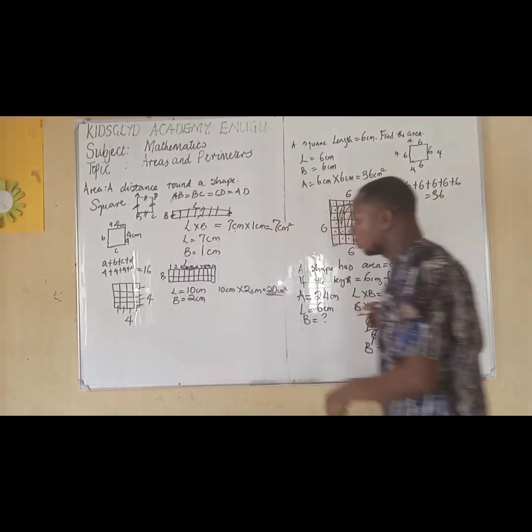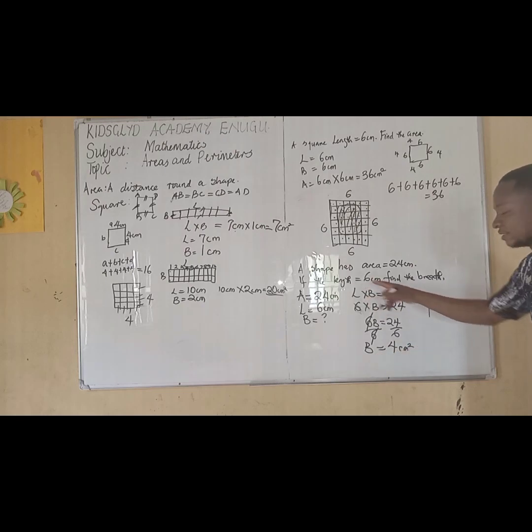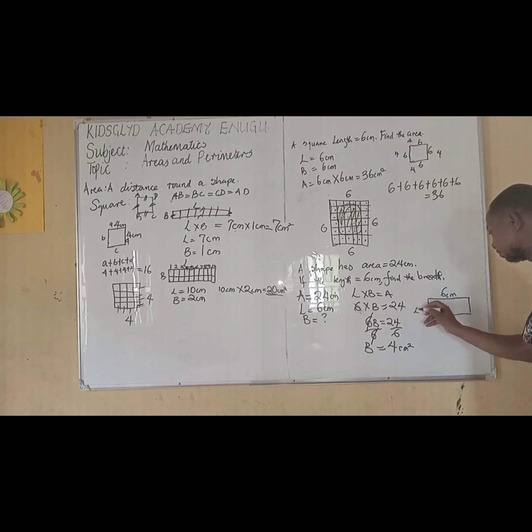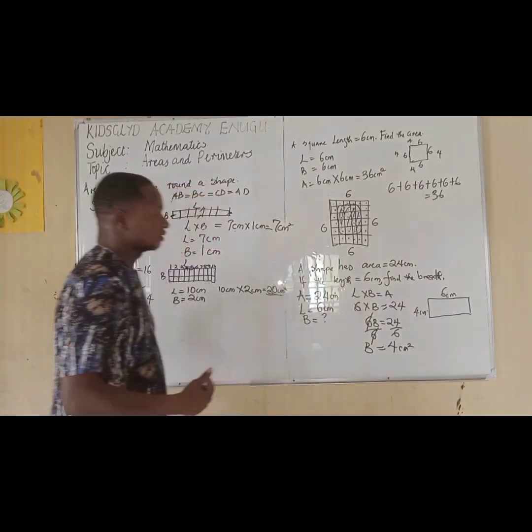So now let us draw that shape. Since we know that the breadth is 4 and the length is 6, that is why I said the shape is not a square. The length is 6 centimeters and the breadth is 4 centimeters. That means the shape is a rectangle. I hope we are making progress.